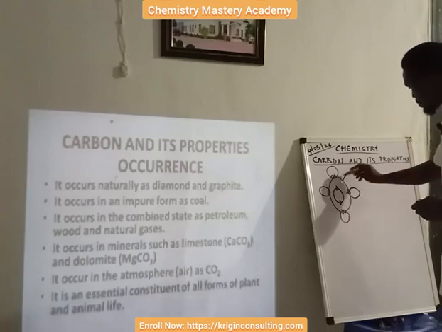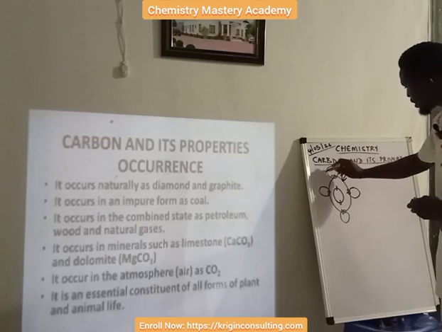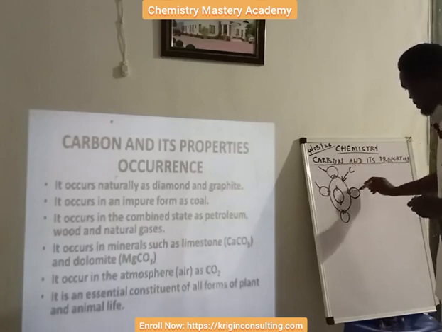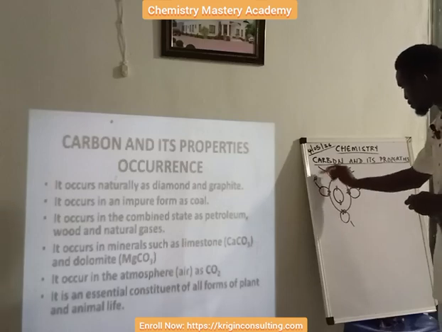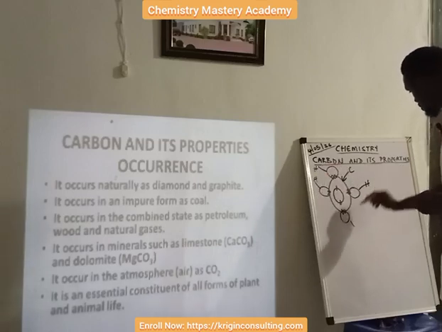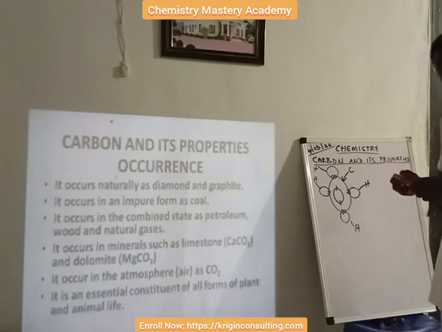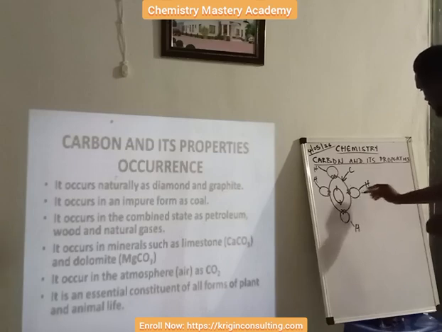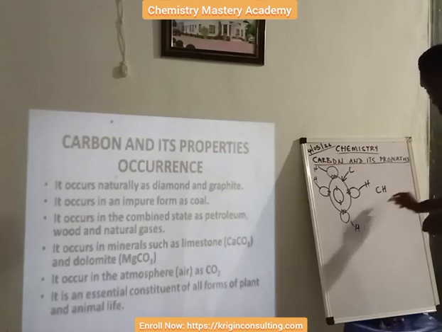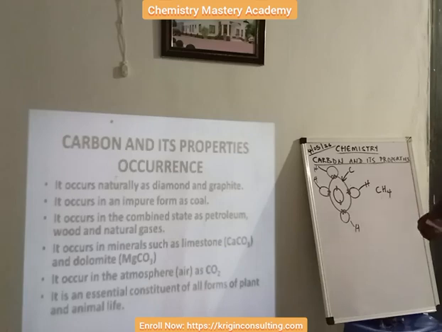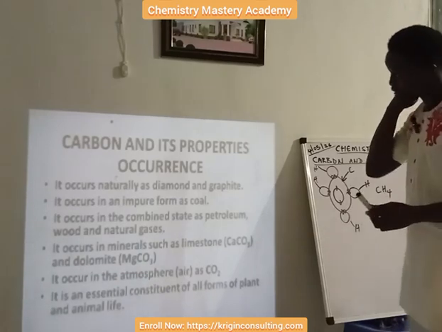So we say this is carbon, and these are hydrogen. Now, with this, we have formed a compound called methane. C, that's carbon. H, how many hydrogen do we have? We have 4. This is 4 hydrogen. So this is methane. Exactly.